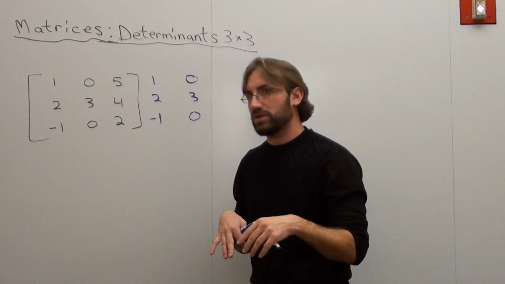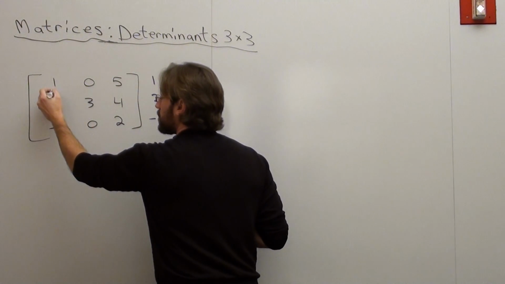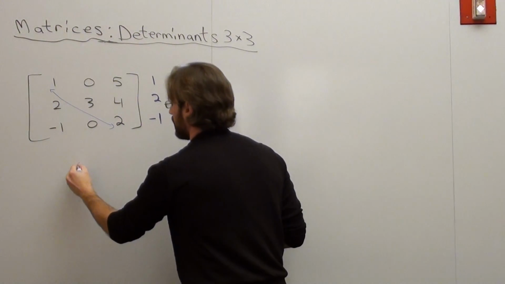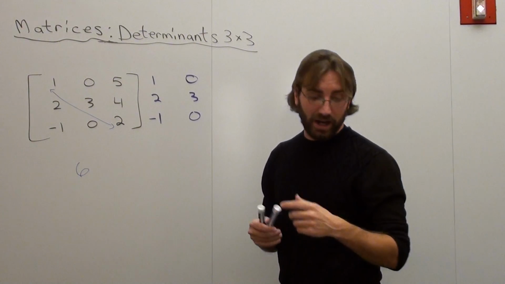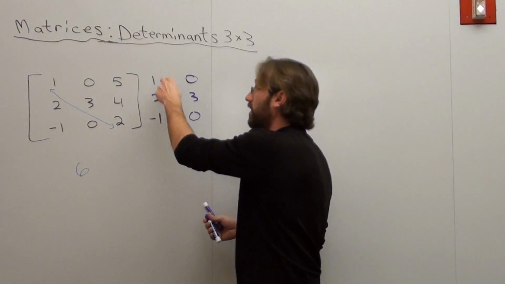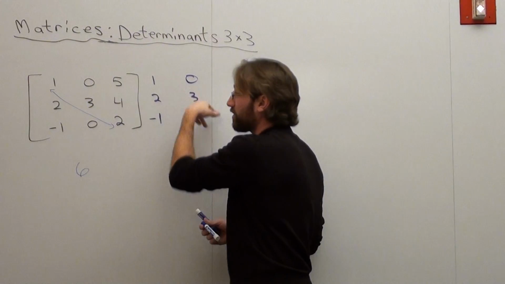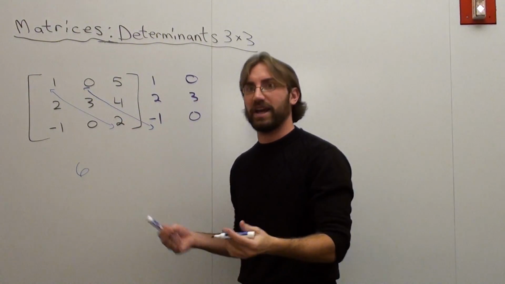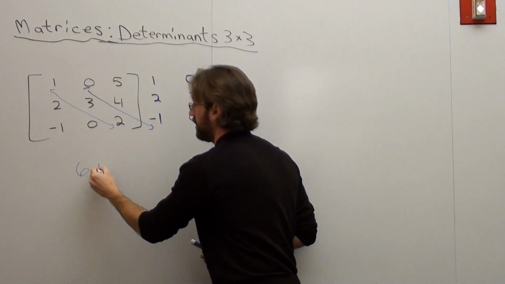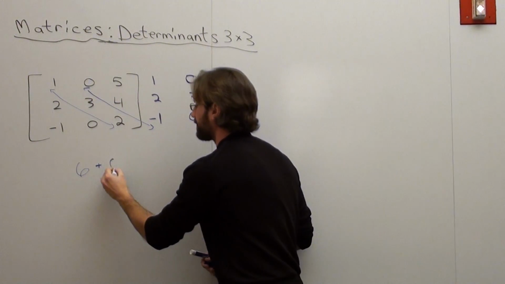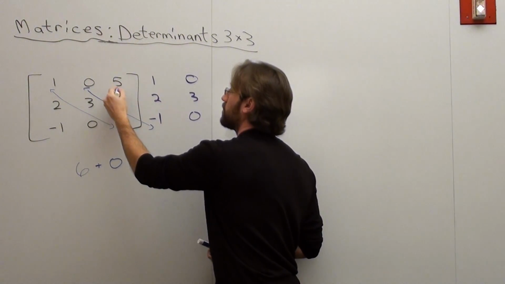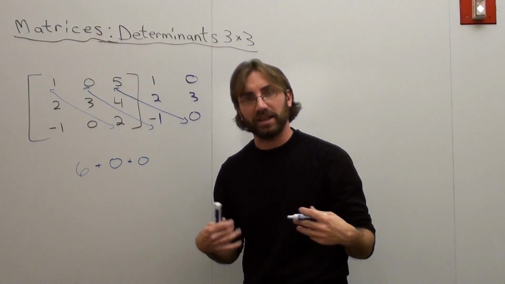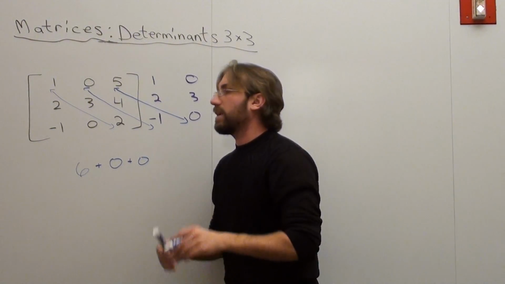So here's what you do. If you want to do diagonals, you multiply these 3 together: 1 times 3 times 2, which is 6. I should preface that you need to rewrite the first 2 columns in order to do it. Next, you take this diagonal. That's why it's called diagonals. 0 times 4 times negative 1, which is 0. And then 5 times 2 times 0, which is 0. I'm so glad I put those zeros there. It makes my life a lot easier. Plus 0.